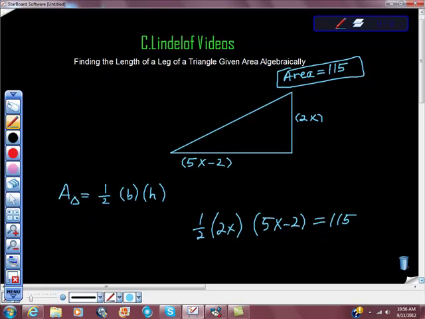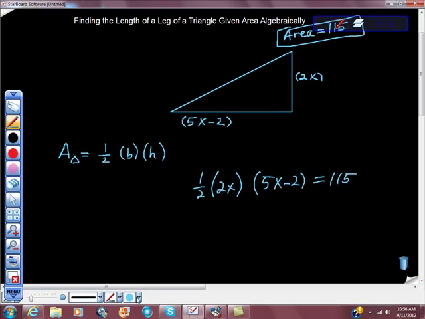So from here, I'm just going to do a little simplifying. 1/2 times 2x is just x, isn't it? So that gives us just x. So x times 5x minus 2 is equal to 115. Going to distribute this into here. So I'm going to distribute the x to here and to here. And I believe that gives us 5x squared minus 2x is equal to 115.